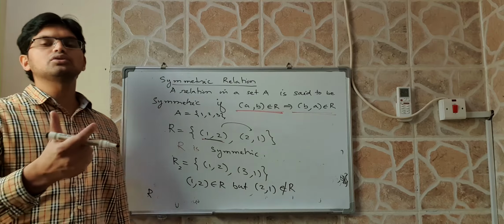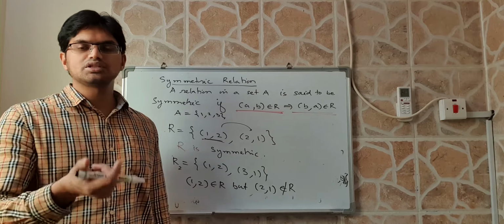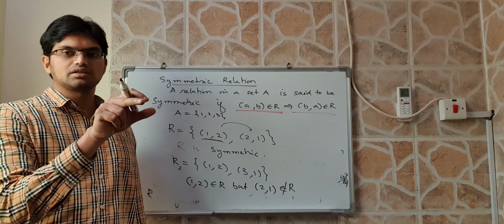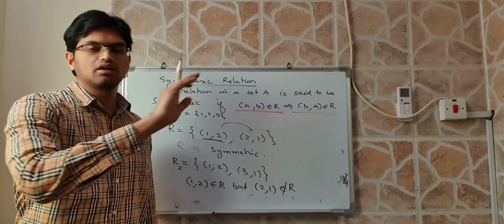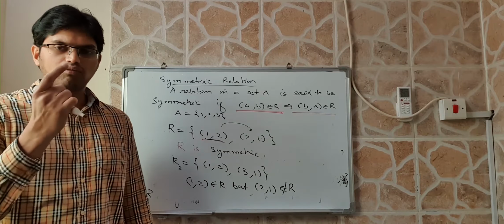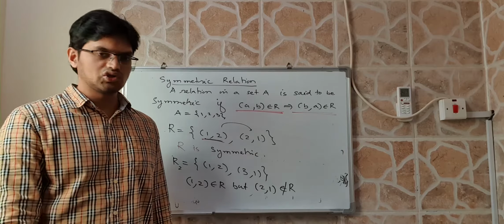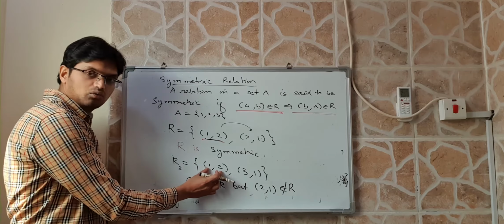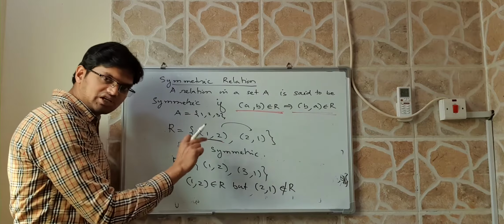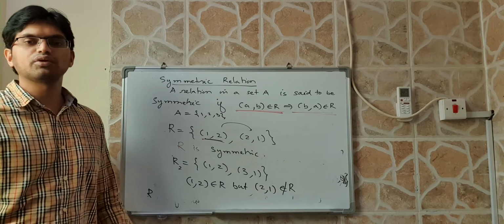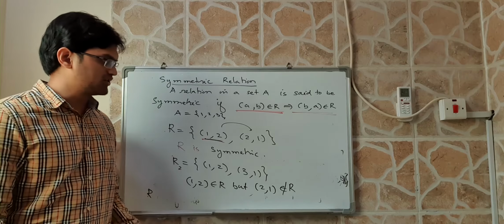The simple way to test whether the relation is symmetric or not: just take every ordered pair, try to interchange it, and see whether the answer is there in the set or not. If one of the ordered pairs is failing, it means it is not a symmetric relation. Likewise, I have checked 1 comma 2, then I have interchanged it, it is 2 comma 1, it does not belong to R. Therefore, it is not a symmetric relation.